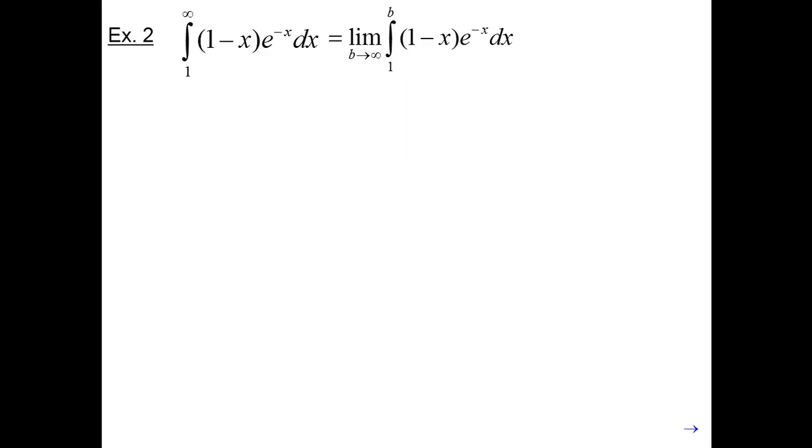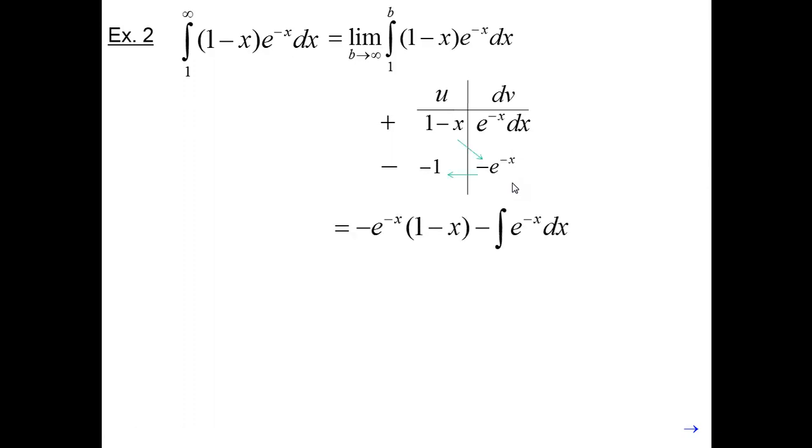Then we're going to integrate this. Now this is going to require integration by parts. So I went ahead and made u the polynomial 1 minus x and the dv the e to the negative x dx. The derivative on the left side is negative 1. The integral on the right side is negative e to the negative x. So we have negative e to the negative x times 1 minus x.